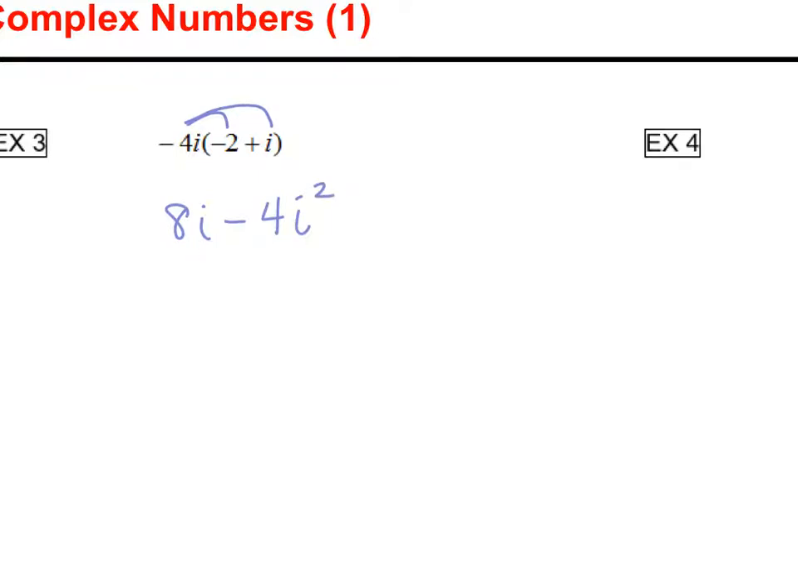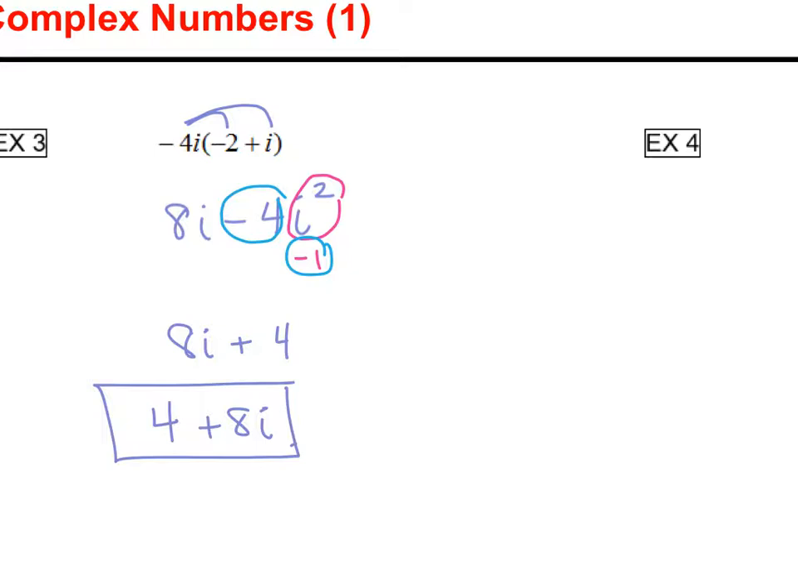All right, so these two are not like terms. This is an i, this is an i squared. And anytime you have an i squared, remember that is actually equal to negative 1. So here we have negative 1 times a negative 4. So we have 8i, negative 1 times negative 4 is actually a positive 4. But then we're going to switch this around for our proper order of 4 plus 8i for our answer.